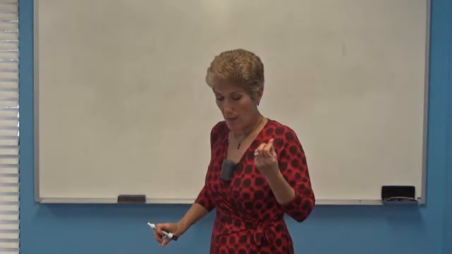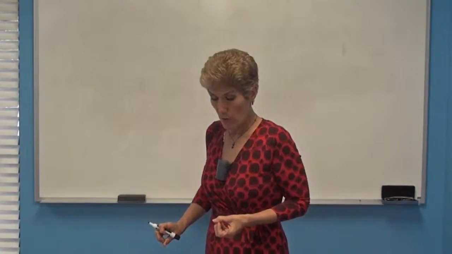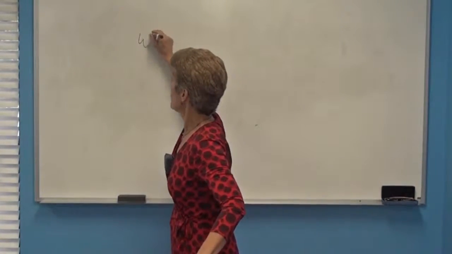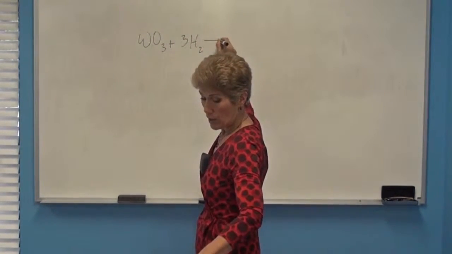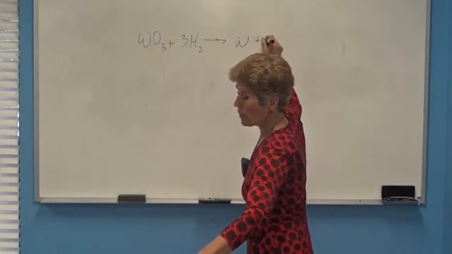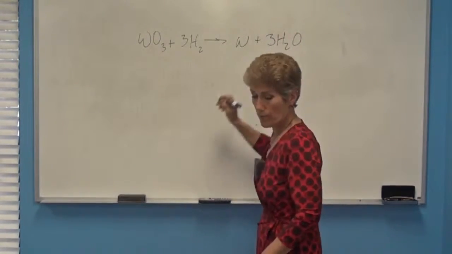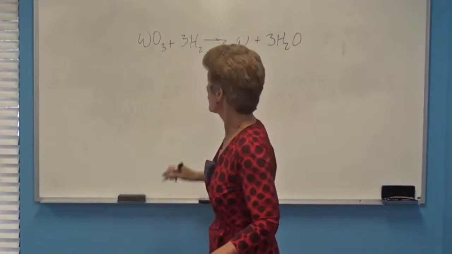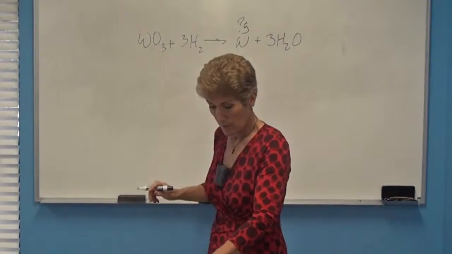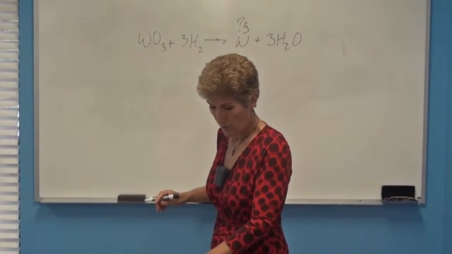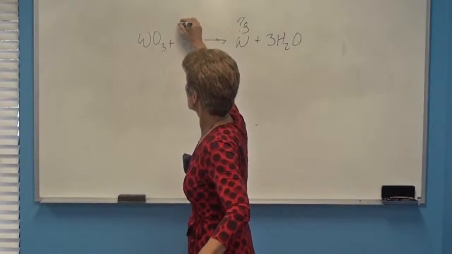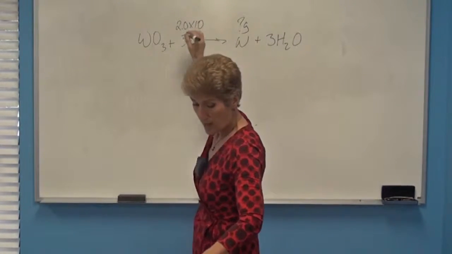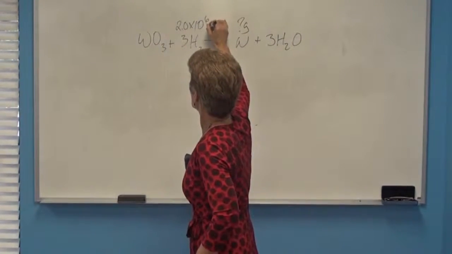Number 2, tungsten metal, W, is produced by the following reaction. We have WO3 plus 3H2 yields tungsten plus 3 waters. There we go. How many grams of tungsten are made from that much hydrogen in excess of this? The hydrogen is 2.0 times 10 to the 6th grams.